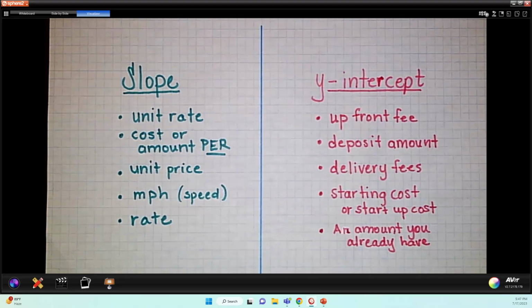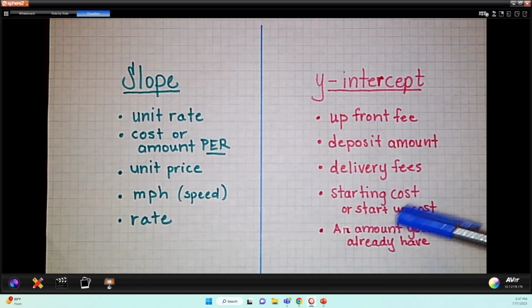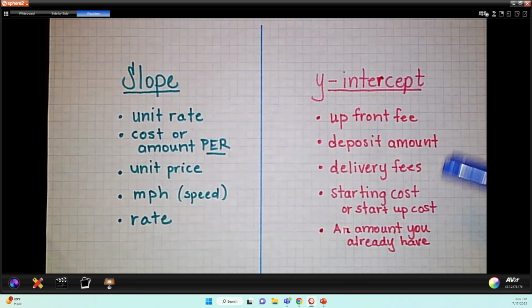Slope we like to think of as unit rate, cost or amount per, unit price, miles per hour or speed, and rate. And some examples of the y-intercept in a situation would be like the upfront fee or a deposit amount, like a security deposit, delivery fees, starting cost or startup costs, or any amount that they might already have, like if they're saving money per month and they already have $50, these would be examples of the y-intercept. So we're going to look at a few examples that the students will have in the unit.